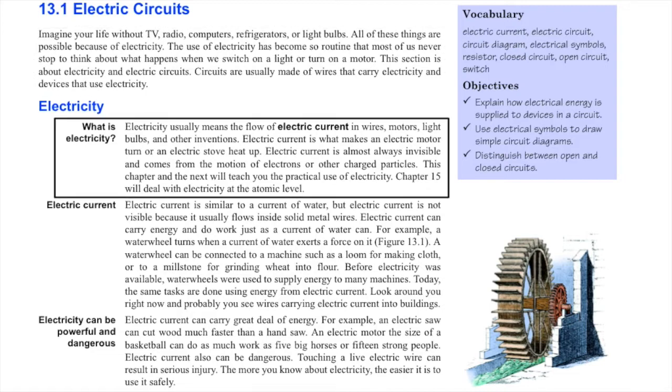Electricity. What is electricity? Electricity usually means the flow of electric current in wires, motors, light bulbs, and other inventions. Electric current is what makes an electric motor turn or an electric stove heat up. Electric current is almost always invisible and comes from the motion of electrons or other charged particles. This chapter and the next will teach you the practical use of electricity. Chapter 15 will deal with electricity at the atomic level.